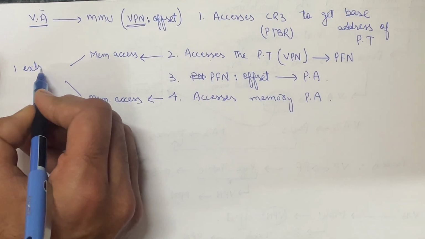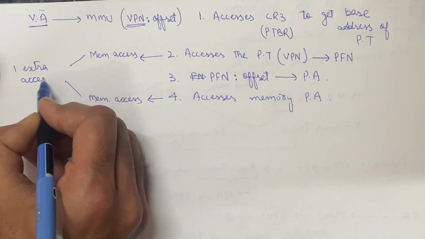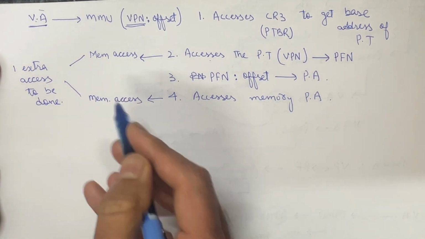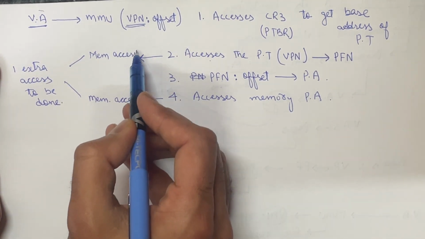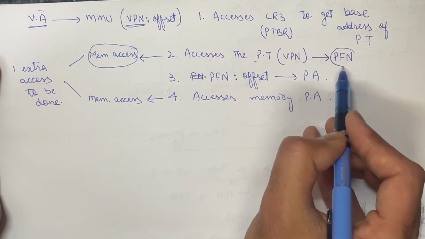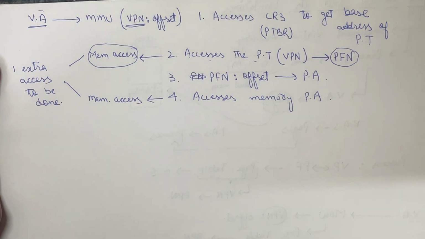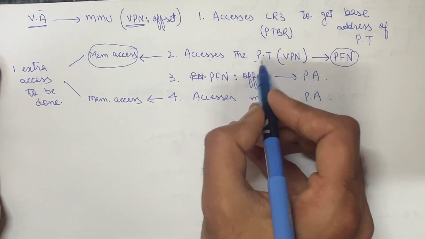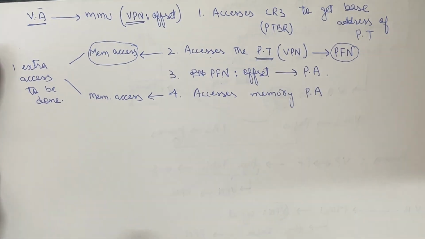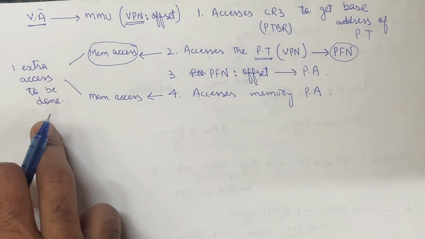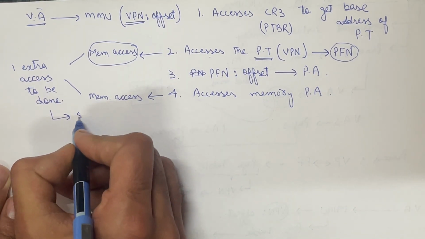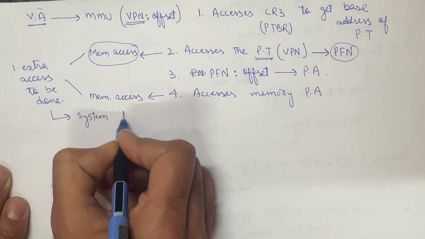There is one extra access to be done. And why is there an extra access? The extra access is required to get the physical frame number. And this is required to access the page table from where we are getting this physical frame number. So this is one of the disadvantages of paging. Because of this one extra access, there will be system performance degradation.